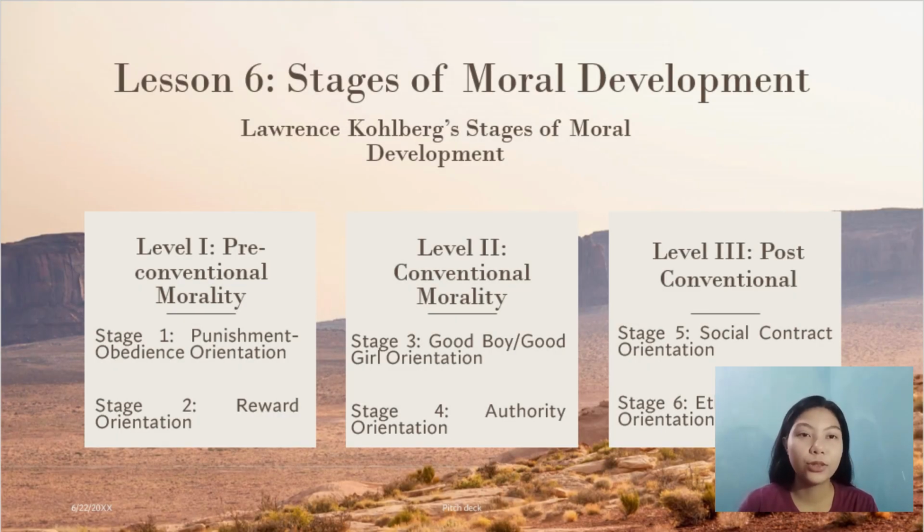So, we will now dive into Lesson 6, Stages of Moral Development. Lawrence Kohlberg's Stages of Moral Development. We have Level 1, Level 2, and Level 3. In Level 1, Pre-Conventional Morality, we have Stage 1, Punishment Obedience Orientation, and Stage 2, Reward Orientation. In Level 2, Conventional Morality, we have Stage 3, good boy/good girl orientation, and Stage 4, authority orientation. And in Level 3, post-conventional, we have Stage 5, social contract orientation, and Stage 6, ethical principle orientation.